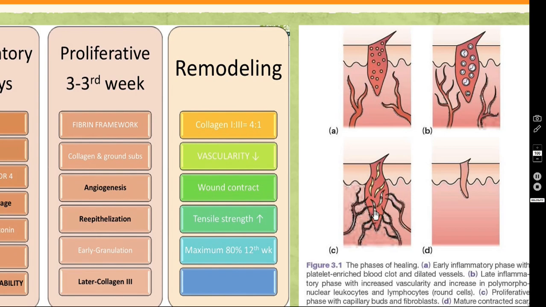This also produces neoangiogenesis, and that is the formation of granulation tissue, increased vascularity you are seeing here, and then finally the remodeling. The fibroblasts will decrease, the collagen 3 will get converted into collagen 1, and the scar will start contracting. And this is the maturation phase, that is what you are seeing here.